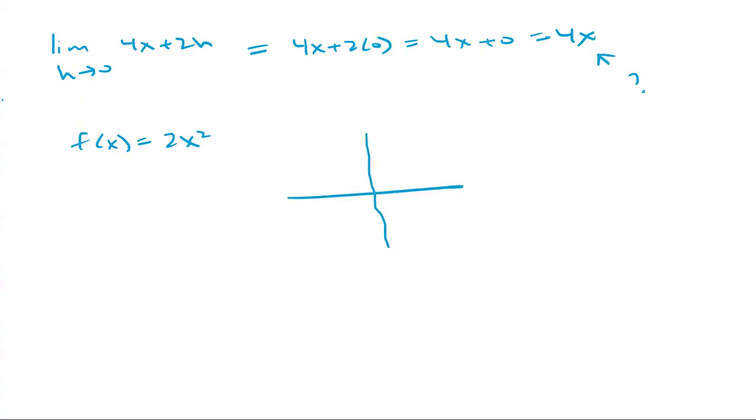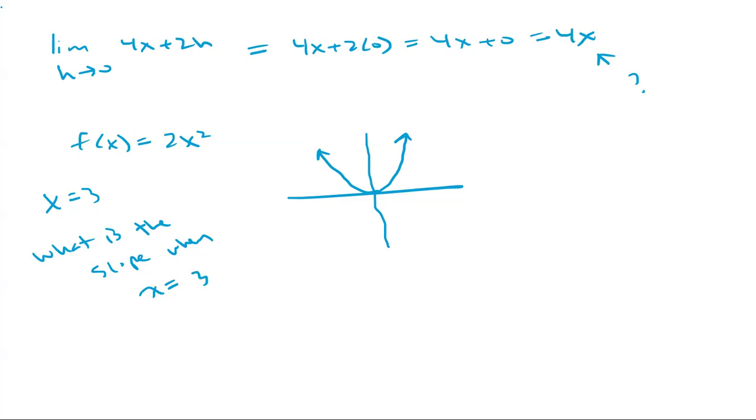So 2x squared is a parabola, and it's a happy parabola because it's positive 2. It just looks something like this. This is what the parabola looks like. If you give me any value for x, so let's say x is equal to 3, the question is: what is the slope when x is equal to 3? This is called a slope generator.